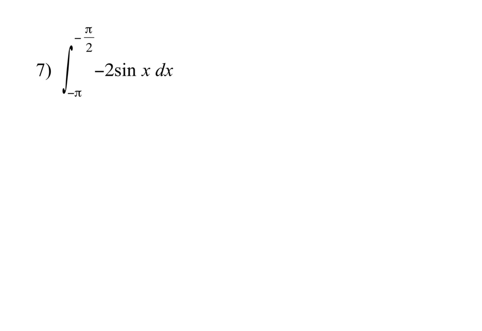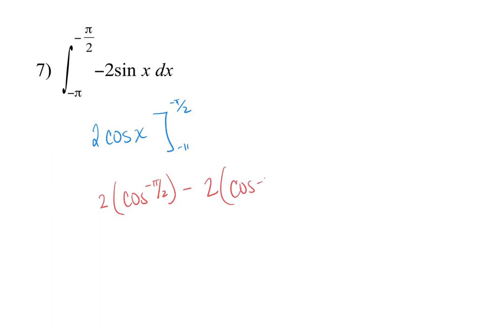So the antiderivative of cosine is sine, but remember, the antiderivative from sine to cosine negates it, right? So this starts out as a -2 sine, so when I take the antiderivative, it's going to be a positive 2 cosine. And I am going from -pi to -pi over 2. So for this one, I am just going to plug it in: 2 cosine of -pi over 2 minus 2 cosine of -pi.